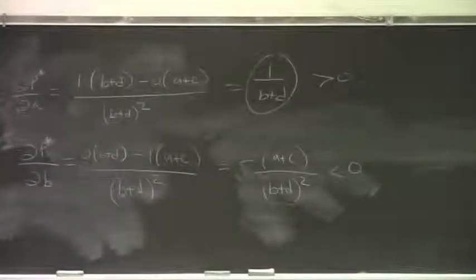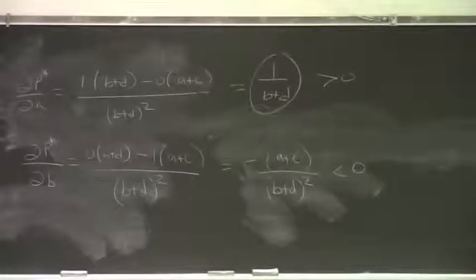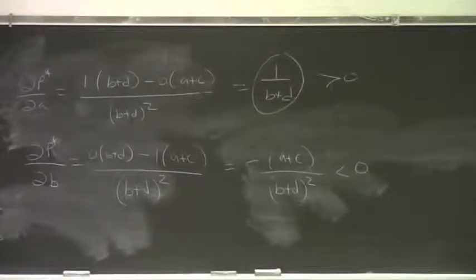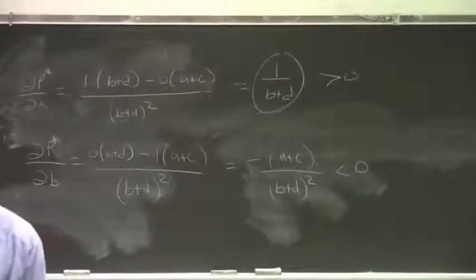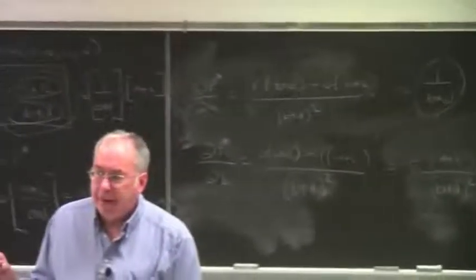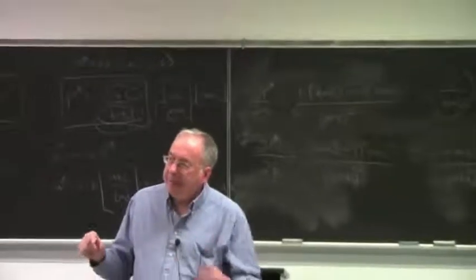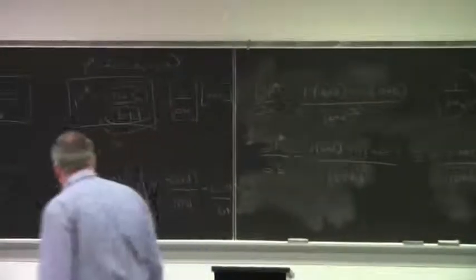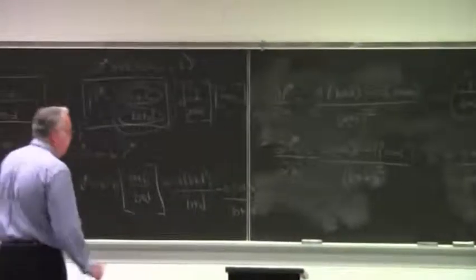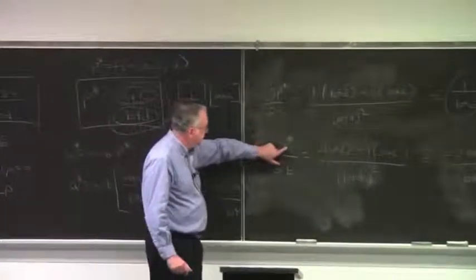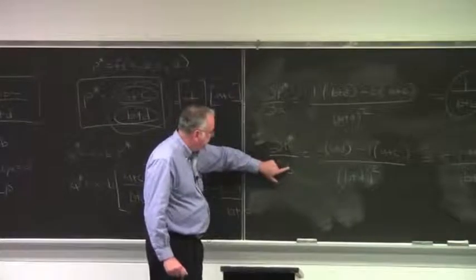So, William, what does that mean? The fact that partial P star partial B is negative. What does that mean to us? Okay, well, all right. Well, let's learn. When the derivative is negative, that means the thing in the numerator, this P star that you're differentiating, this is the partial derivative of P star with respect to B.